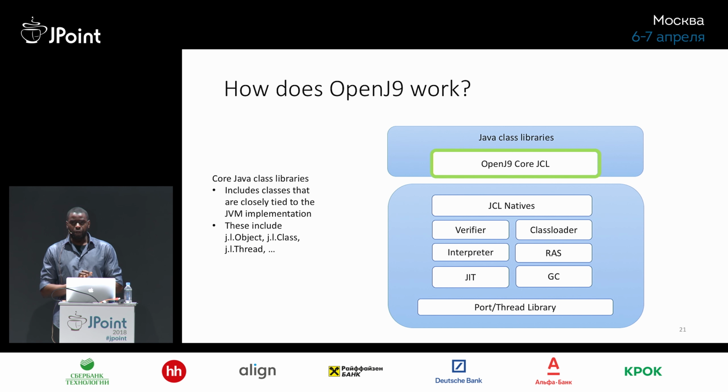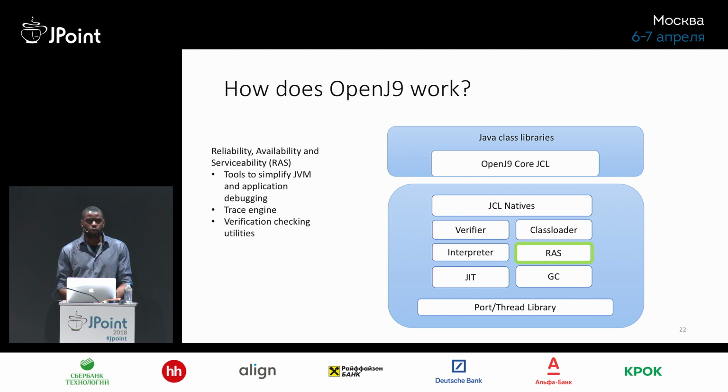So how does OpenJ9 work? This diagram is similar to the previous conceptual diagram I showed you before, but there are some differences. OpenJ9 implements some of the core JCL classes, things like java.lang.Object, String, Thread, ClassLoader, and a few others. The reason why OpenJ9 implements its own version is that these classes are closely tied to the JVM implementation. So they don't work with the OpenJDK classes, and as a result, we have to implement our own.